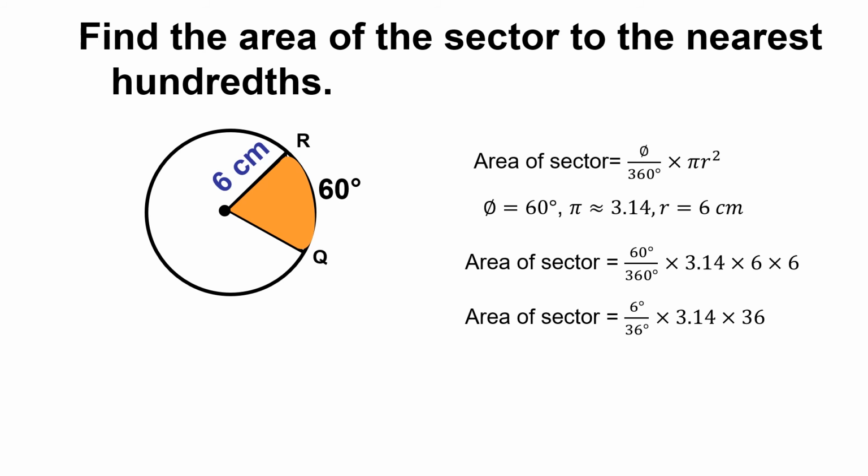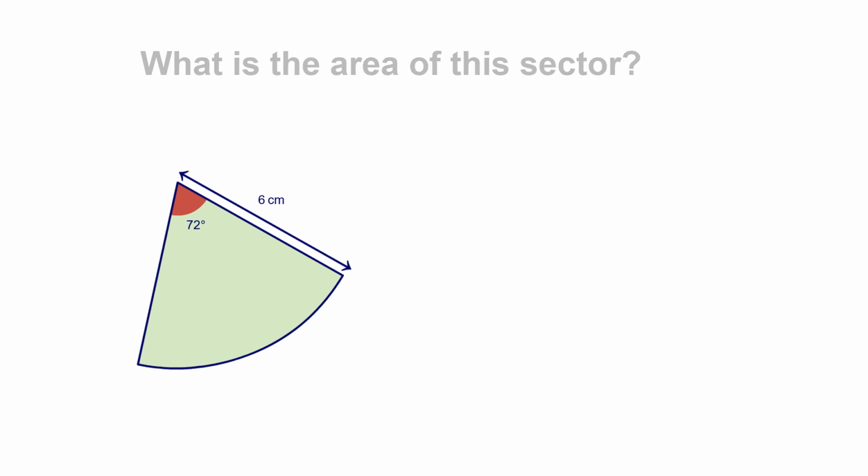When we plug these values in our calculator, we arrive at 18.84 square centimeters. Therefore, the area of our sector to the nearest hundredths is 18.84 square centimeters. Good job, guys. Let's try another one. What is the area of this sector?